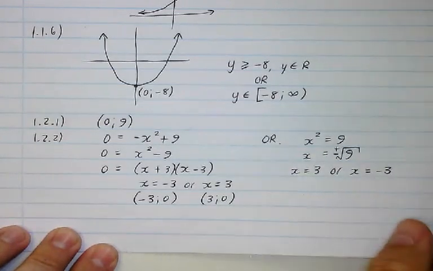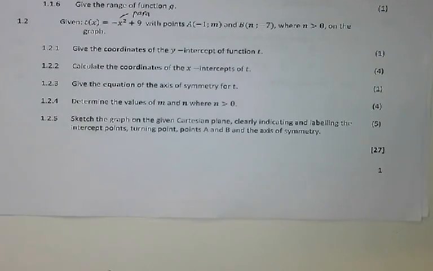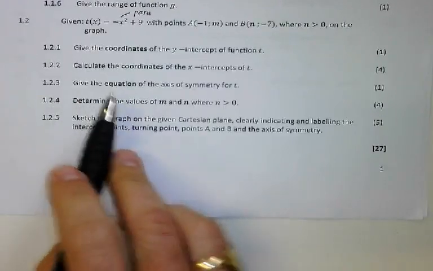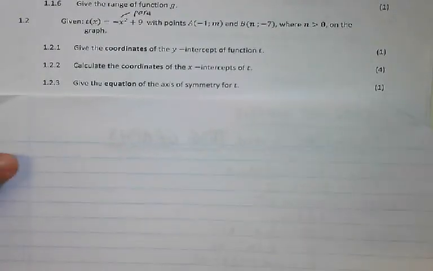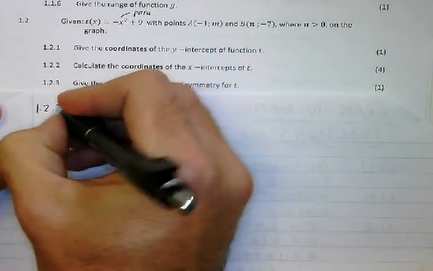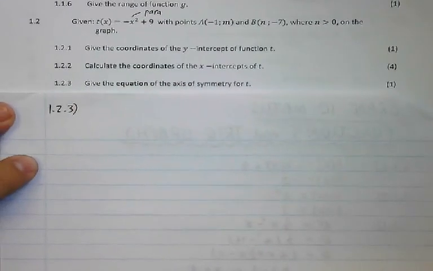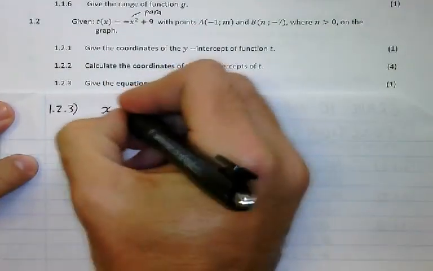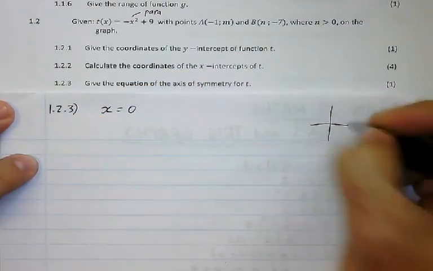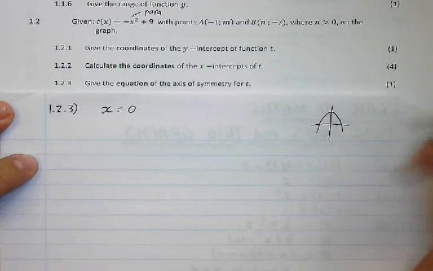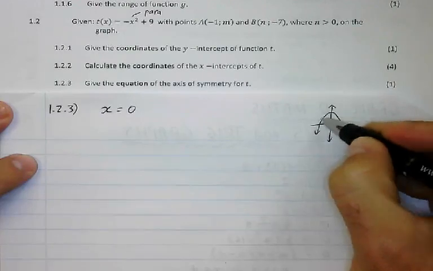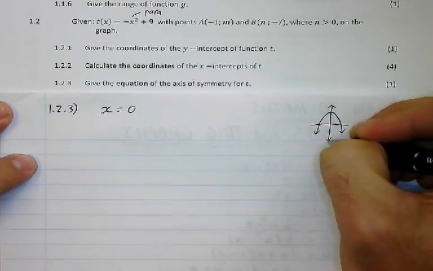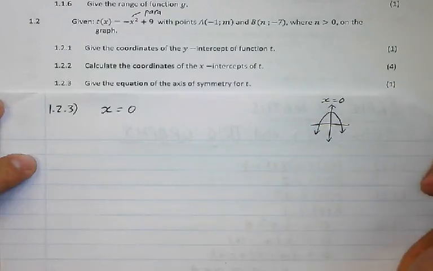Happy? They move on to 1.2.3, saying calculate the equation of the axis of symmetry for t. So remember, when we deal with parabolas in grade 10, our axis of symmetry is always the x value of the turning point, meaning x equals 0. If I had to draw a rough picture of any sort of parabola, the axis of symmetry would refer to the y-axis, where it would fold nicely on top of itself. And the equation of the y-axis is x = 0. That goes for all grade 10 parabolas.